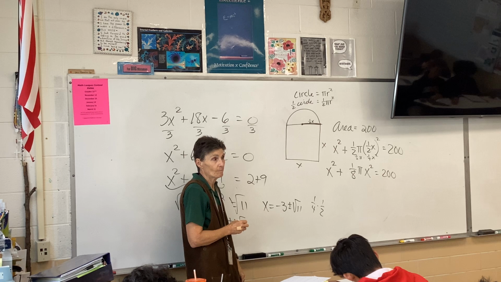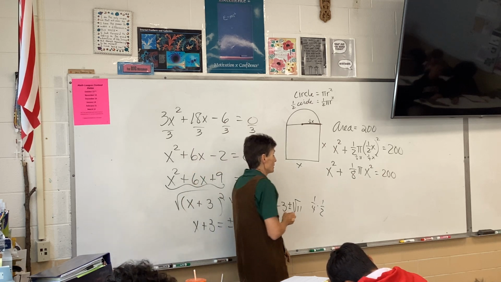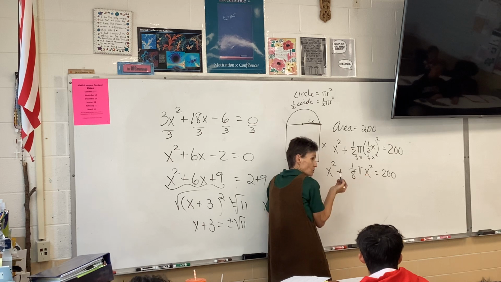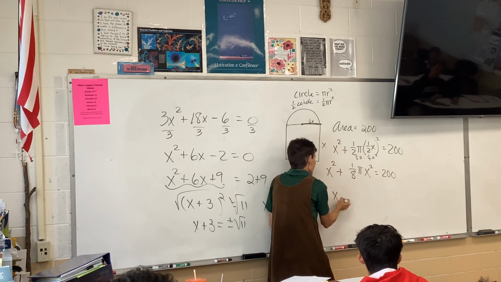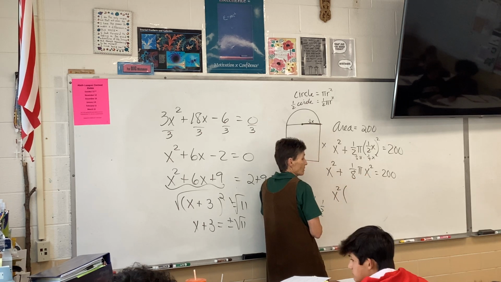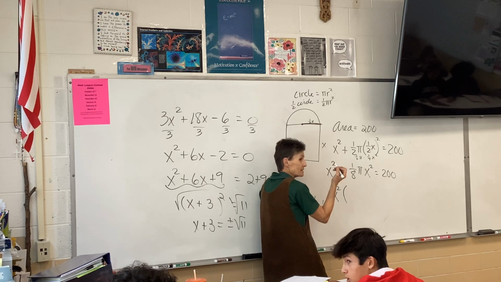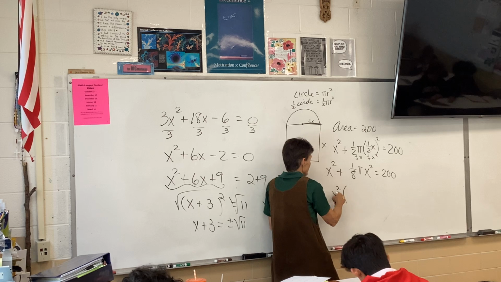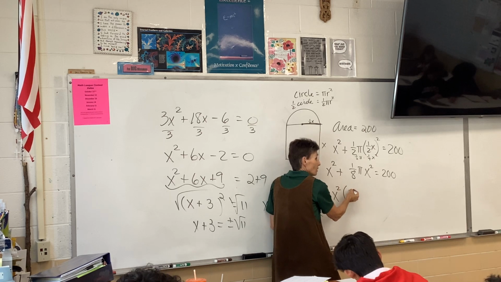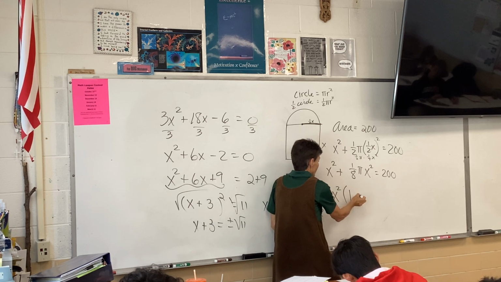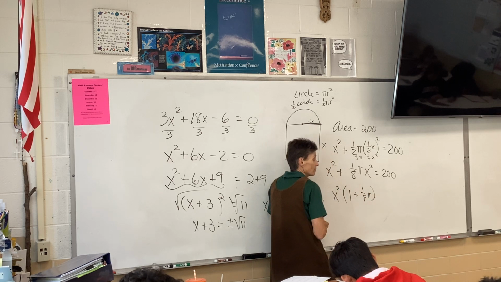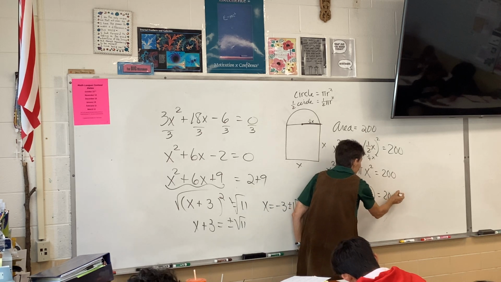Is that all right? Now, see how both chunks of the problem have an x squared? So let's go ahead and factor out the x squared. GCF. What am I going to have in my parentheses then if I take out the x squared? 1 plus 1/8 pi, equal to 200.